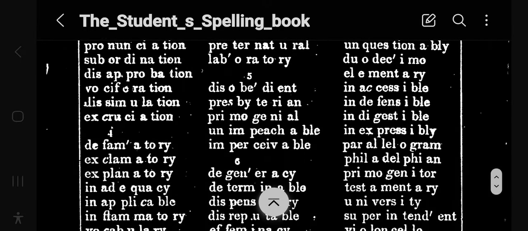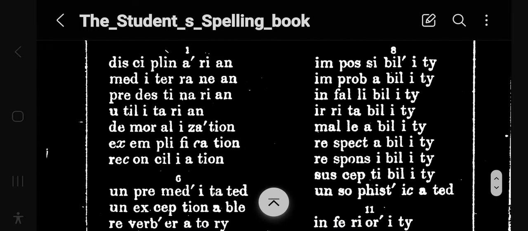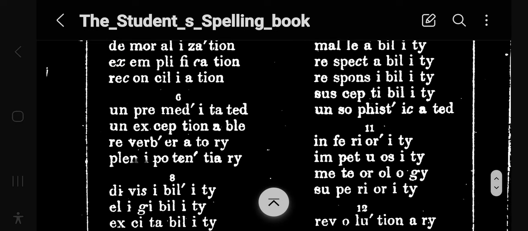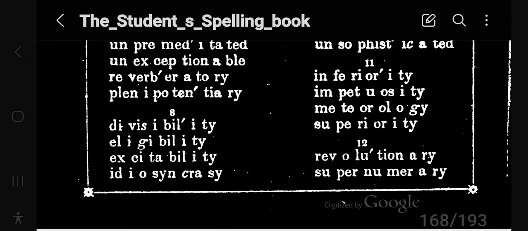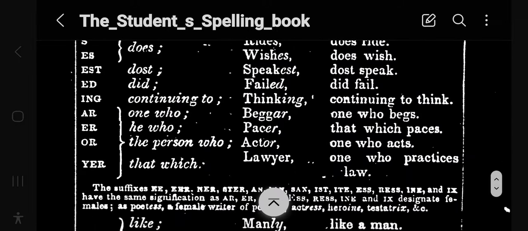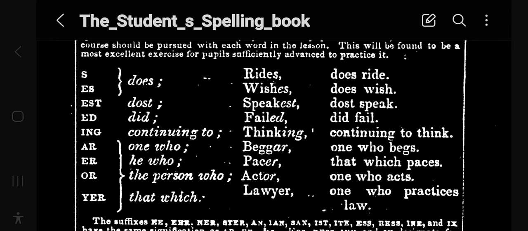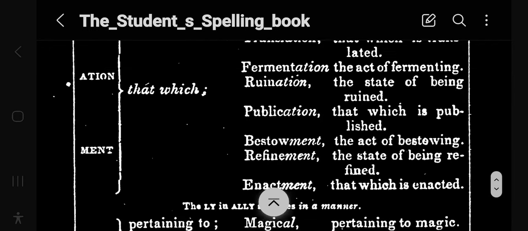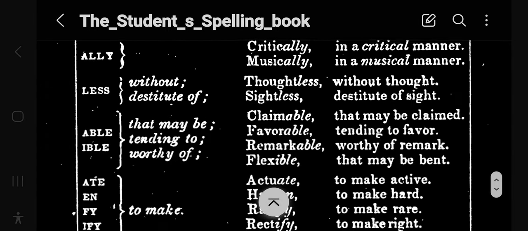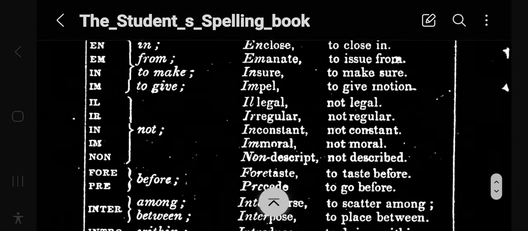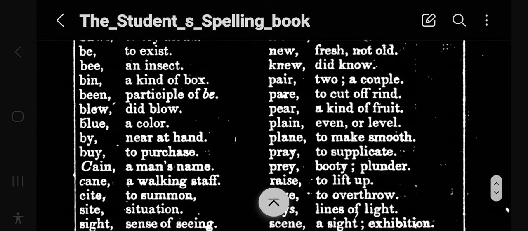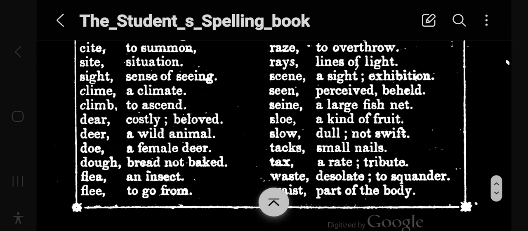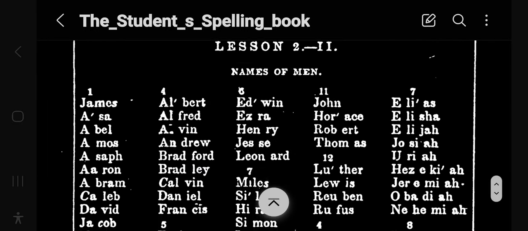Are these in? No, these are in letter order. Wow. Disciplinarian. Okay. Inferiority. Oh my gosh. I don't know. Is this adding things to things? And parts of English, it looks like. More text. Wow. Sight, sense of seeing. A little dictionary. That's nice.